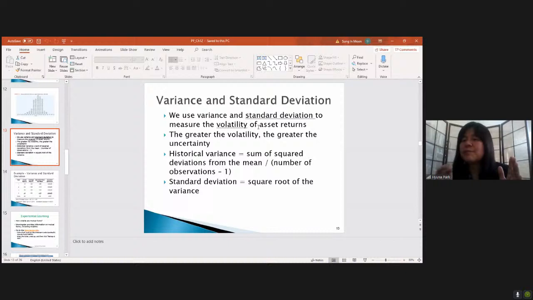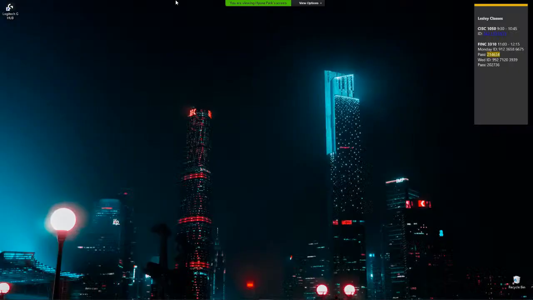Volatility in stock returns means uncertainty. How variable, how volatile returns are. So the greater the volatility, the greater the uncertainty. Greater volatility means returns can be very high, can be very low. Low volatility, low standard deviation means the variability is small, so returns are not very uncertain. But a wider bell shape, a larger standard deviation, means returns can be everywhere.